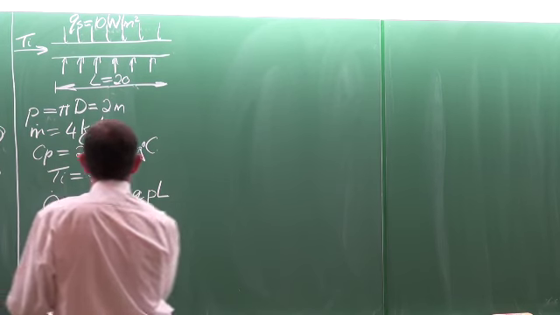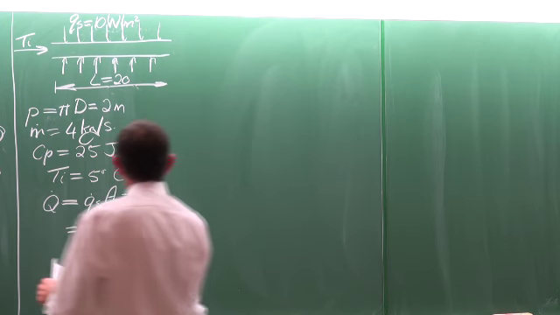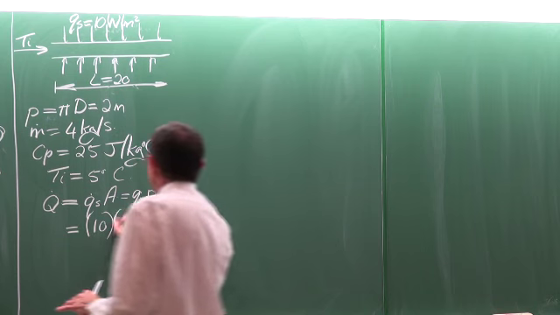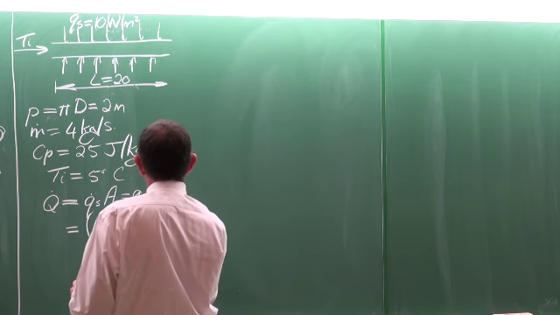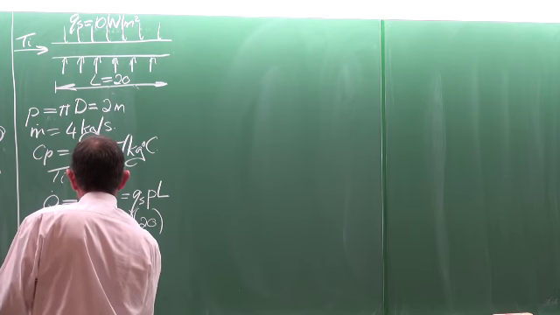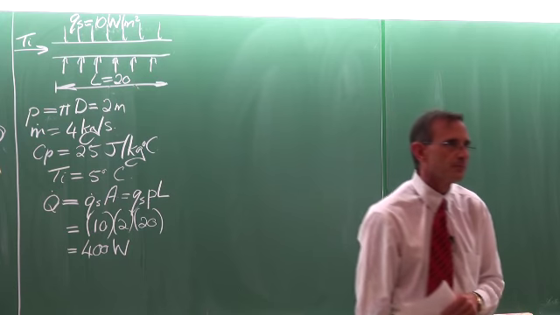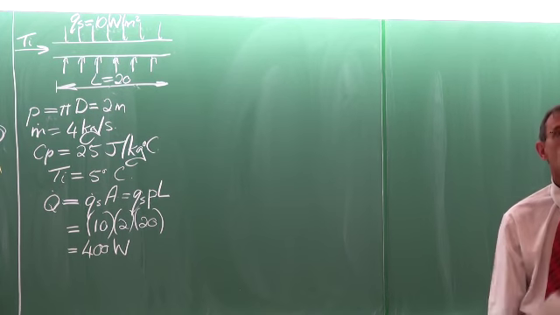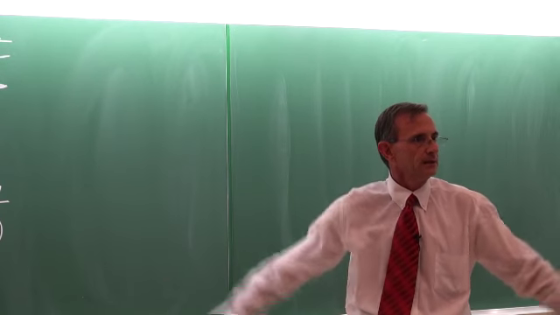So we can say that the heat transfer rate is equal to 10. The perimeter P is 2, and the length was chosen as 20. So the heat transfer rate would be 400 watts. You all happy with that?